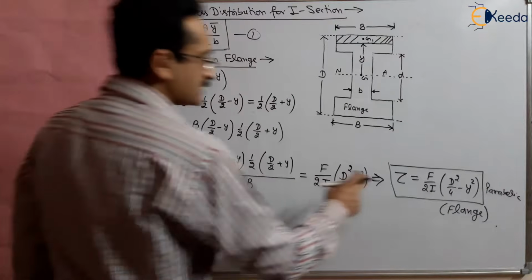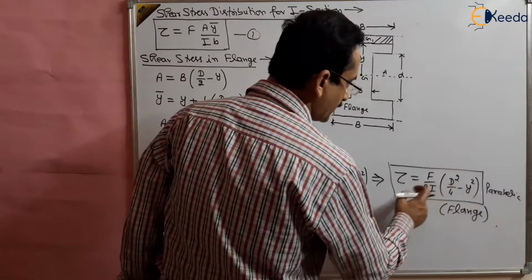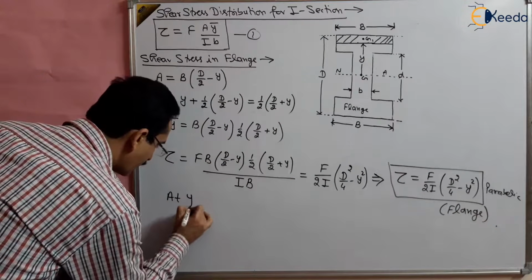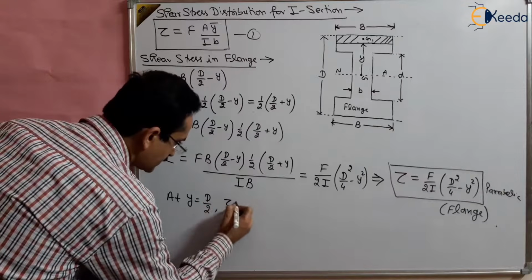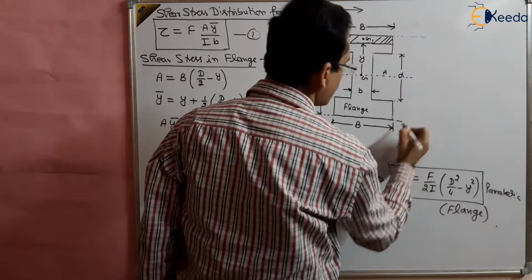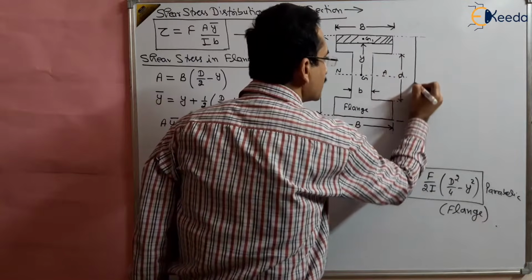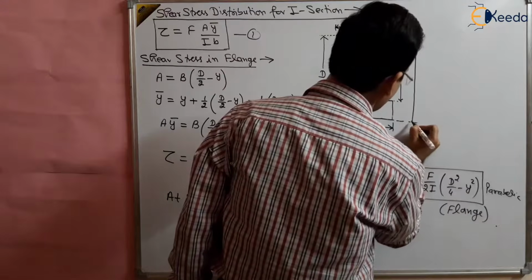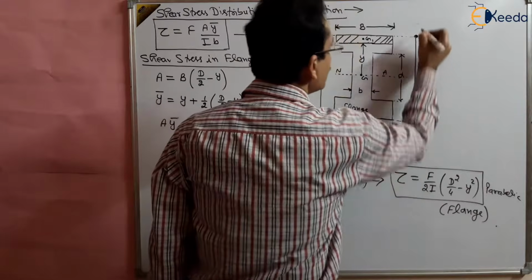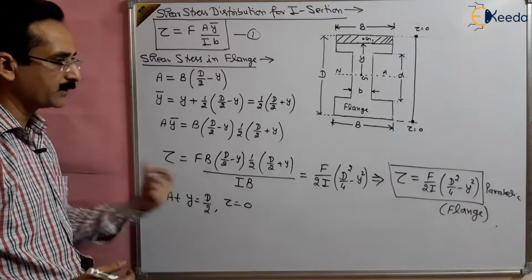So tau, the shear stress distribution, is parabolic, right? And when the distance y is capital D by 2, the shear stress is 0. It means shear stress is 0 at the outer fibers. So if I take the outer fiber here, on this line on which shear stress is to be drawn, at these points the outer fiber shear stress is 0. At capital D by 2, the shear stress is 0, right?